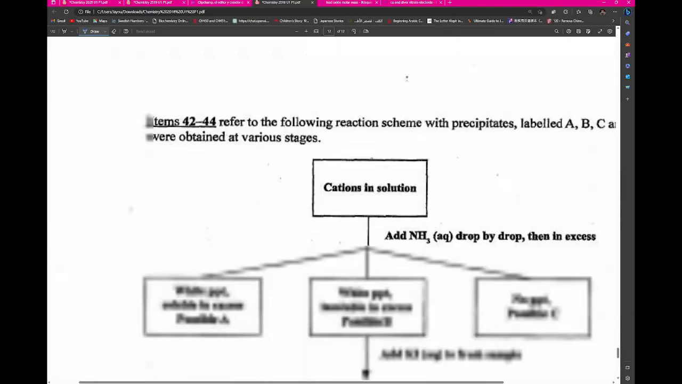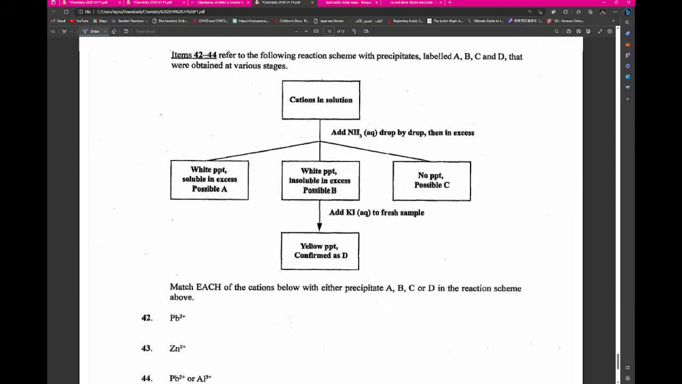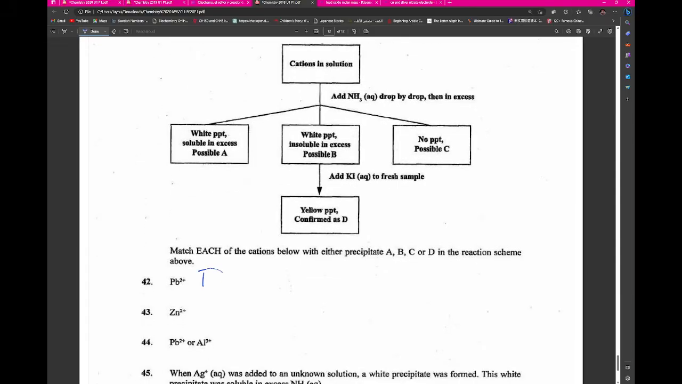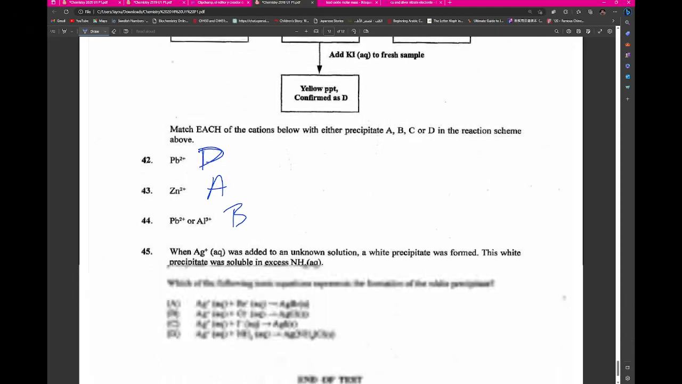And okay, here. So the lead ions can be found through D, zinc found through A, and for 44 we have the lead and the aluminum ions can be found through B. Right? I don't know about that.